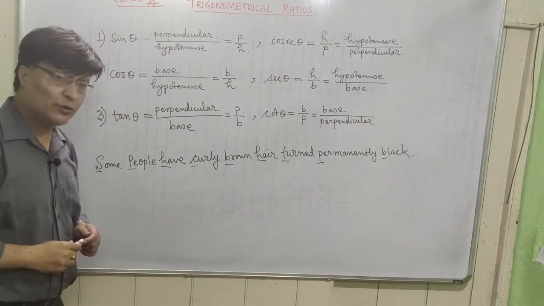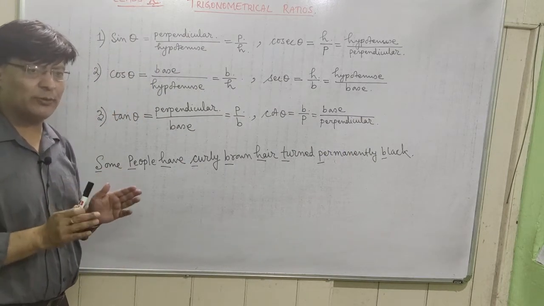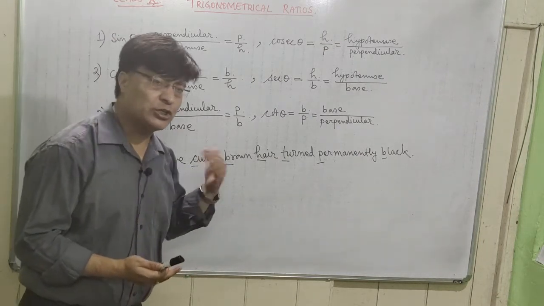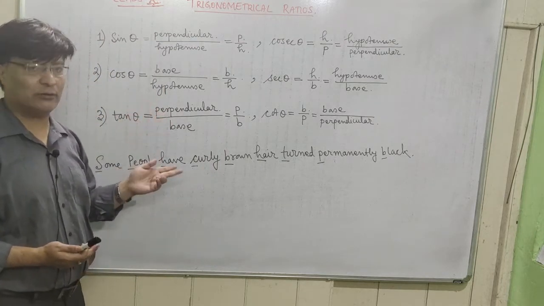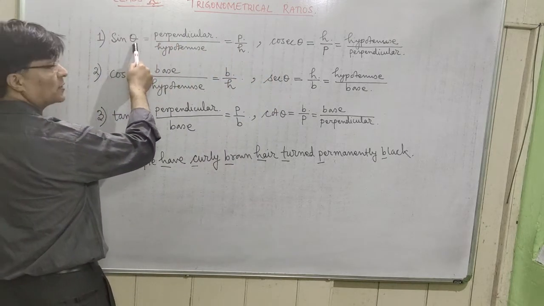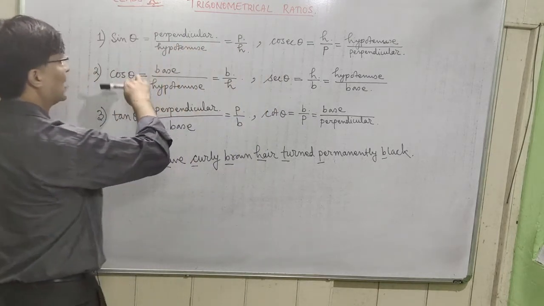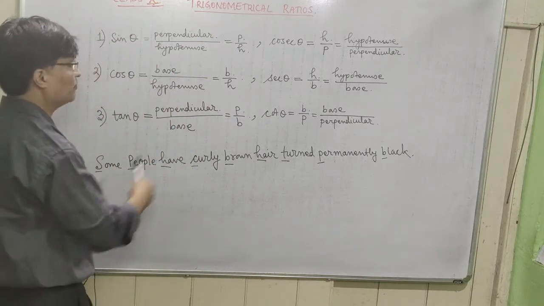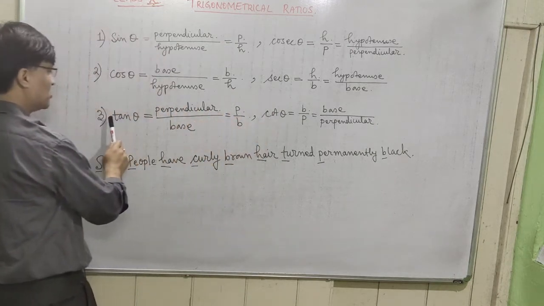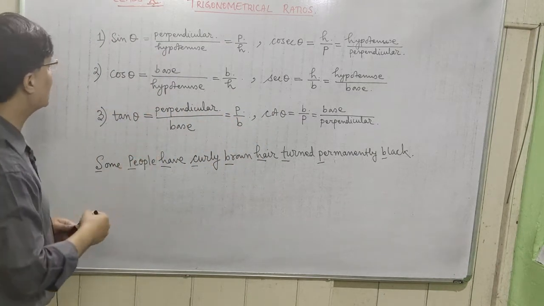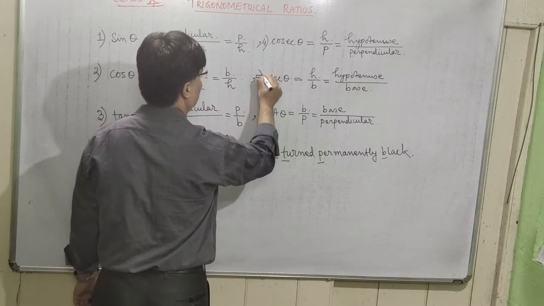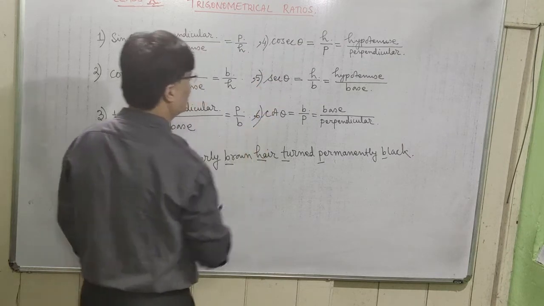Okay. So if you know the formula of sin theta is equal to p by h, cos theta is equal to b by h, tan theta is equal to p by b, then you can easily write down the trigonometrical ratio of cosec theta, sec theta and cot theta. So you should know that cosec theta and sin theta are opposite trigonometrical ratios, sec theta is the opposite of cos theta, and cot theta is the opposite of tan theta. These are the formula that you should remember. This is number 4, this is number 5, and this is number 6.